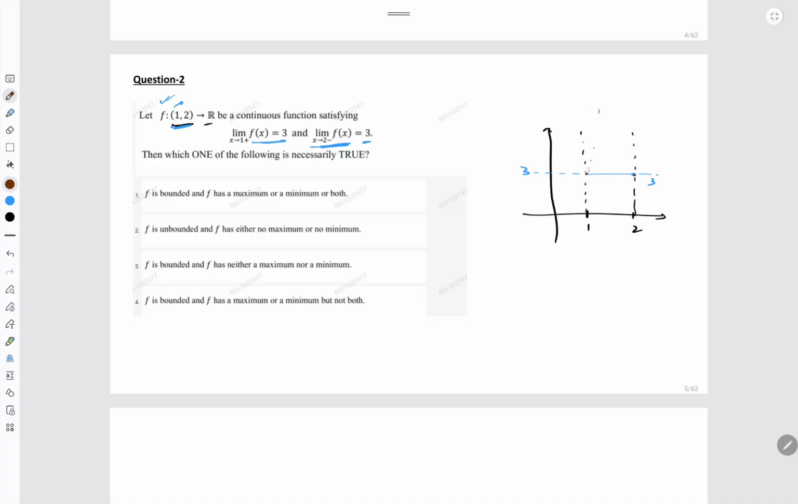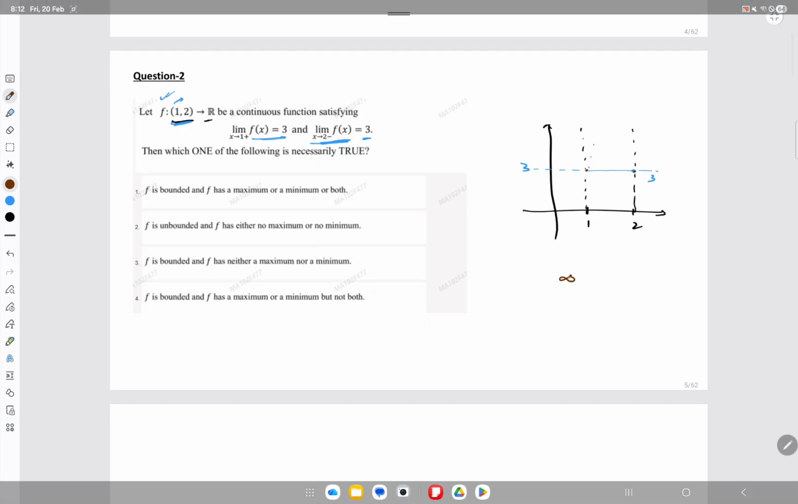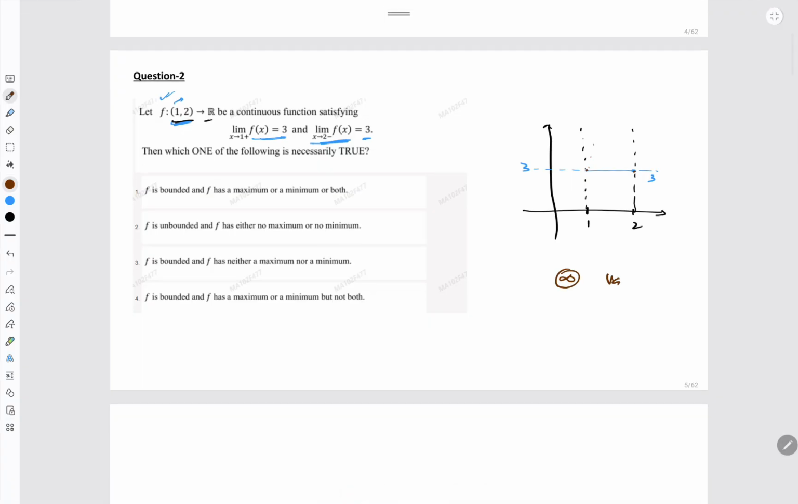Let's say you are going like this, then also your function is bounded between these two. So your function is bounded by definition, because you have to return after a certain point. You cannot go till minus infinity or plus infinity, because if you are going to plus infinity, that will not satisfy this condition. Why? Because what is the meaning of going to infinity? The meaning of going to infinity is that the value is not defined.